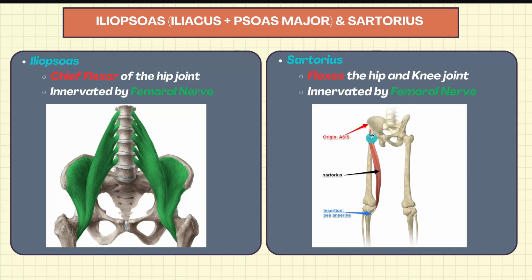And you can also see here, the sartorius starts laterally from the anterior superior iliac spine, and then runs medially to the medial side of the tibia.